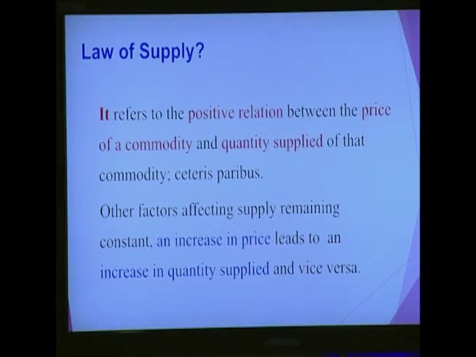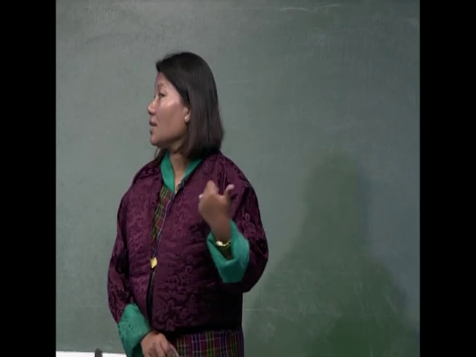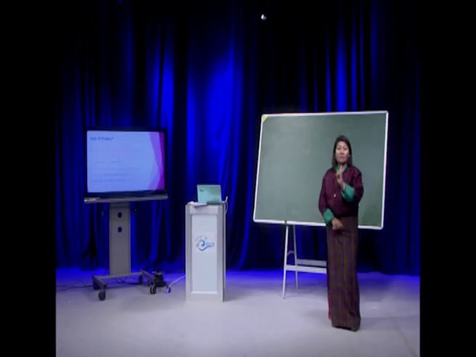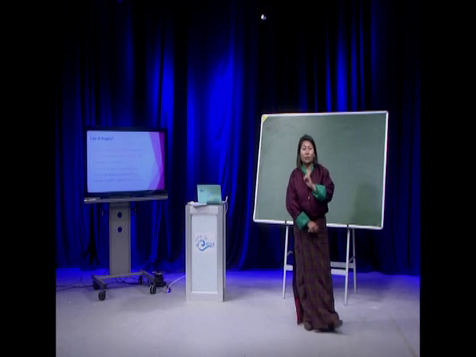So here, it refers to the positive relationship between the price of a commodity and the quantity supplied of that commodity. What we learned with price as a factor determining supply is: the higher the price, the more the supply. That is the direct, or positive, relationship. More price, more supply; less price, less supply. With other factors affecting supply remaining constant, an increase in price leads to an increase in quantity supplied and vice versa. So this is the law of supply. Remember, the law of supply has a direct relationship between price and quantity supplied.